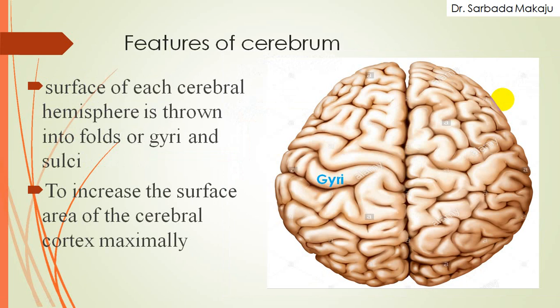Now, what are the features of the cerebrum? Within the cerebrum there are folds, and these folds are known as gyri. Between each gyrus there is a deep cleft. This portion is known as a sulcus. The importance of the gyri and the sulci is that they help to increase the surface area of the cerebral cortex.